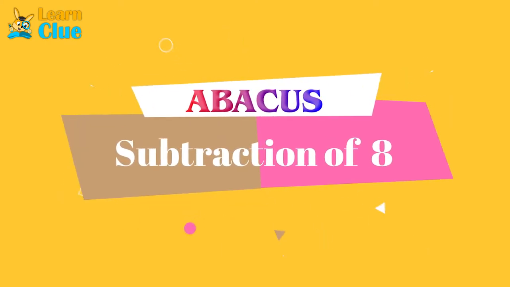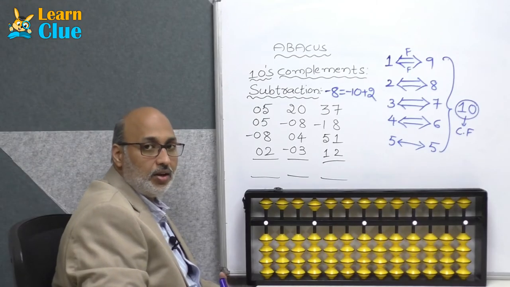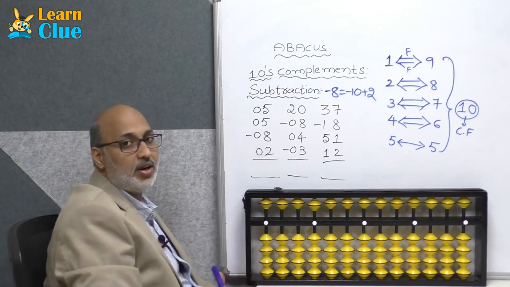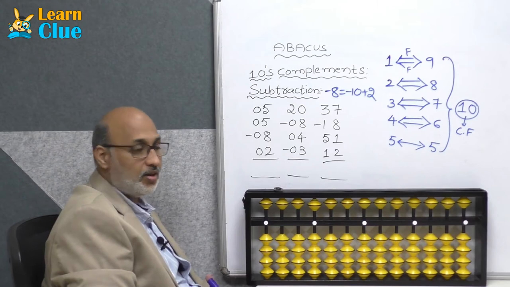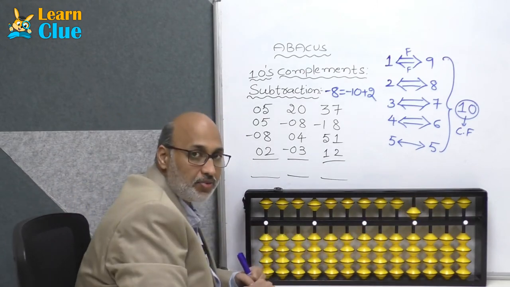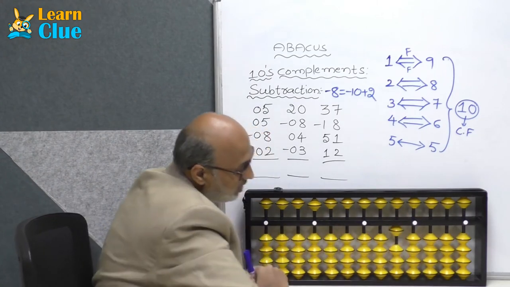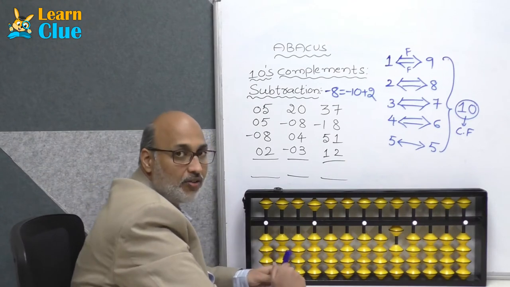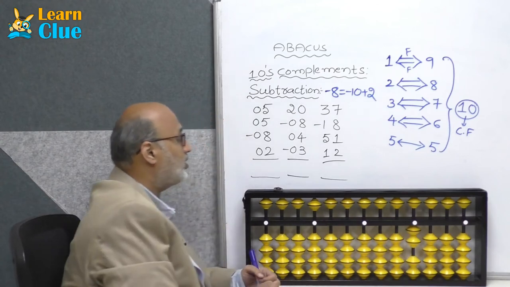Hi students. Now, in this session, we are going to learn about tens complement subtraction, the minus 8 technique. Okay, let's try some problems. 5, again plus 5, which is nothing but minus 5 plus 10, right? Now they are asking minus 8. Who is the friend of 8? 2. So, minus 10 plus 2.